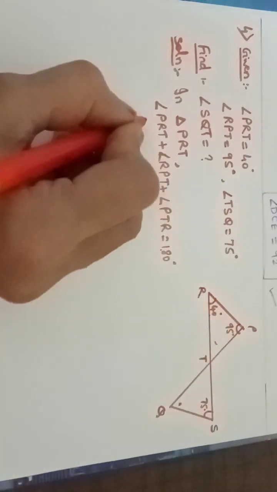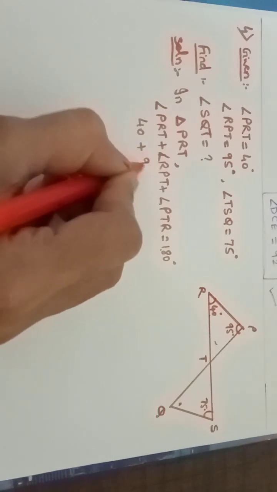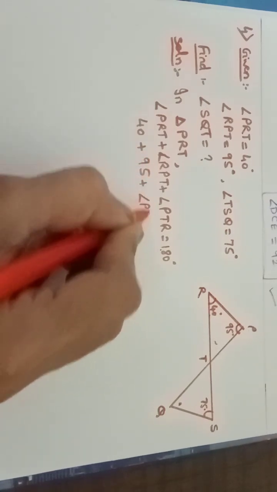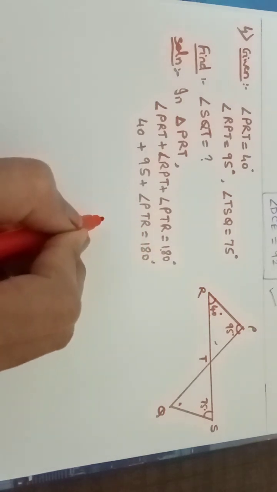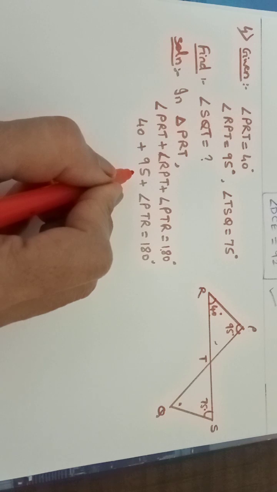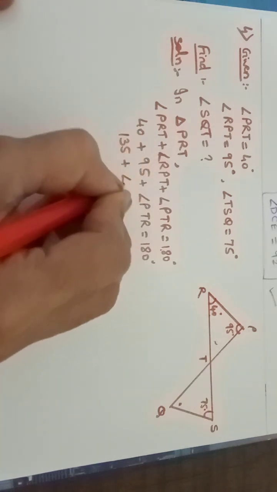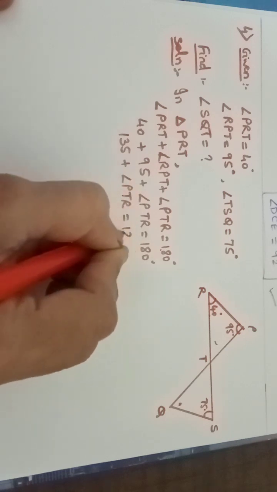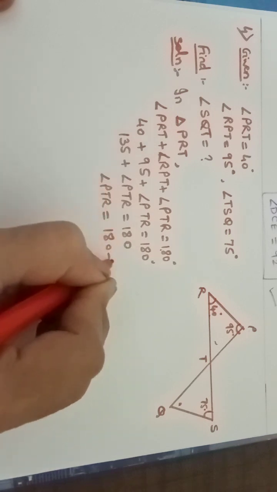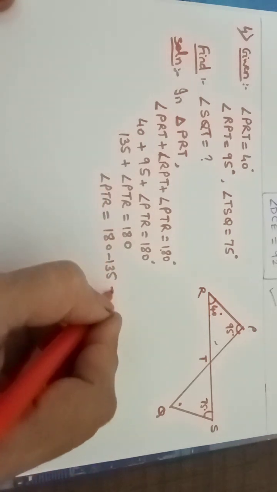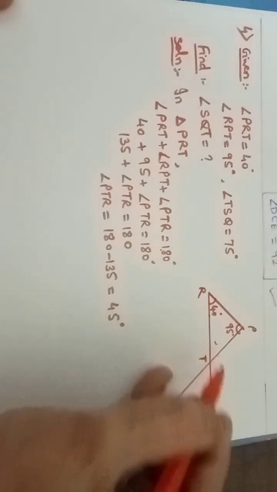So PRT we know it is 40 degrees. Plus RPT is given to you as 95 degrees. Plus angle PTR, we have to find out, equals 180 degrees. 40 plus 95 is 135. So 135 plus angle PTR is equal to 180. So angle PTR comes to 180 minus 135 and it is 45 degrees. So this we got as 45 degrees.